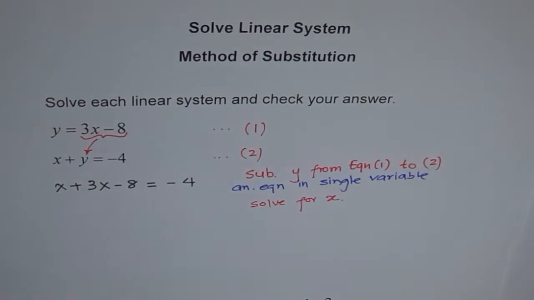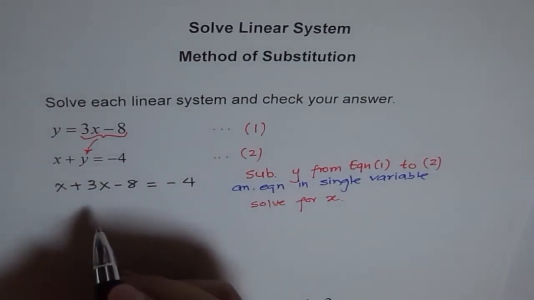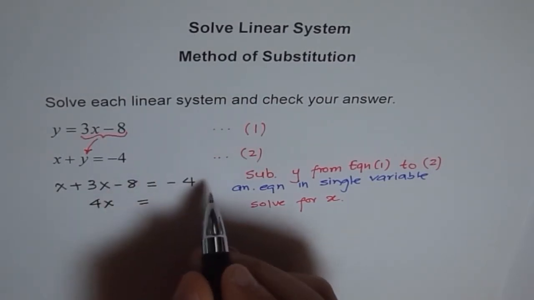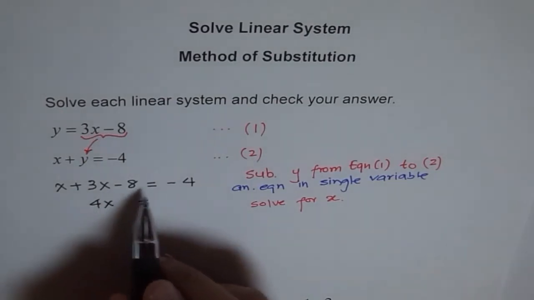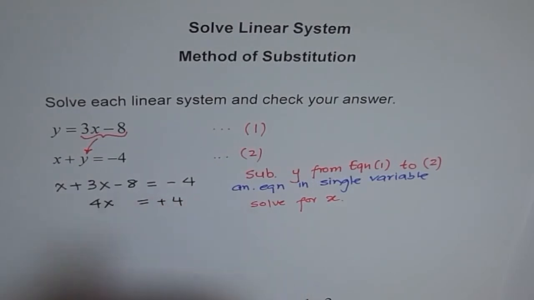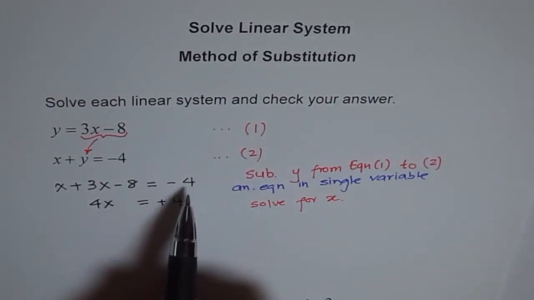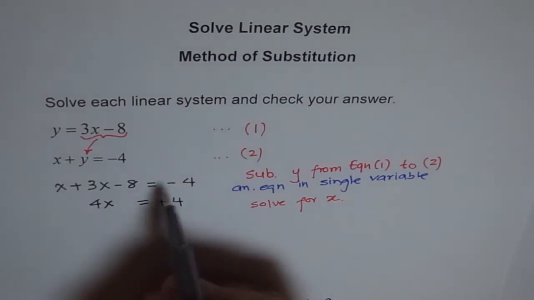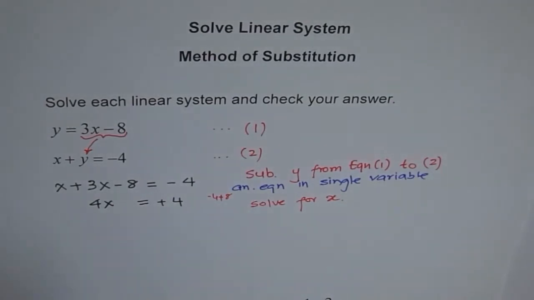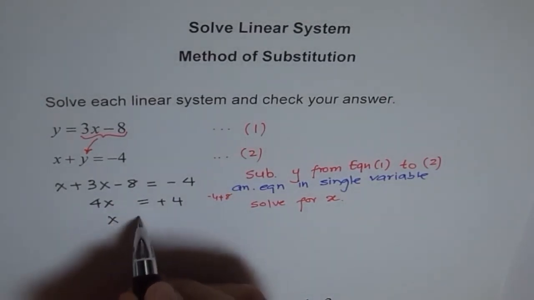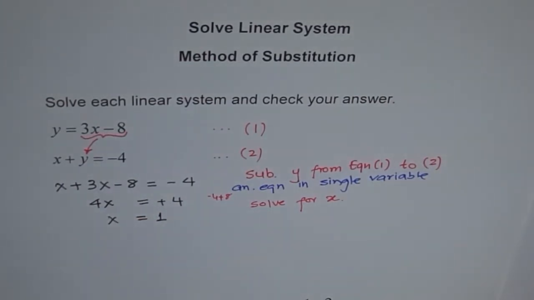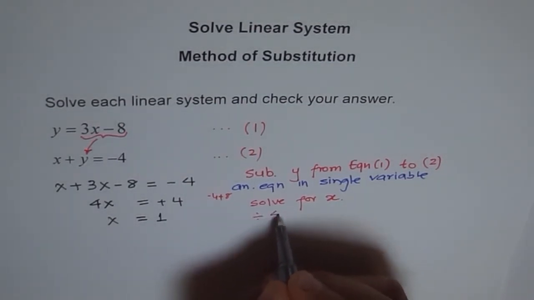Now when you solve for x, x plus 3x is 4x. So let's write 4x equals, we'll do minus 4 and take plus 8 to that side. So when you do minus 4 plus 8, you get plus 4. How did I get plus 4 here? I did minus 4 plus 8, and I wrote plus 4 here. Now to get x from this equation, we need to divide both sides by 4. So 4 over 4, what did we do here? We divided by 4 on both sides. Is that okay?